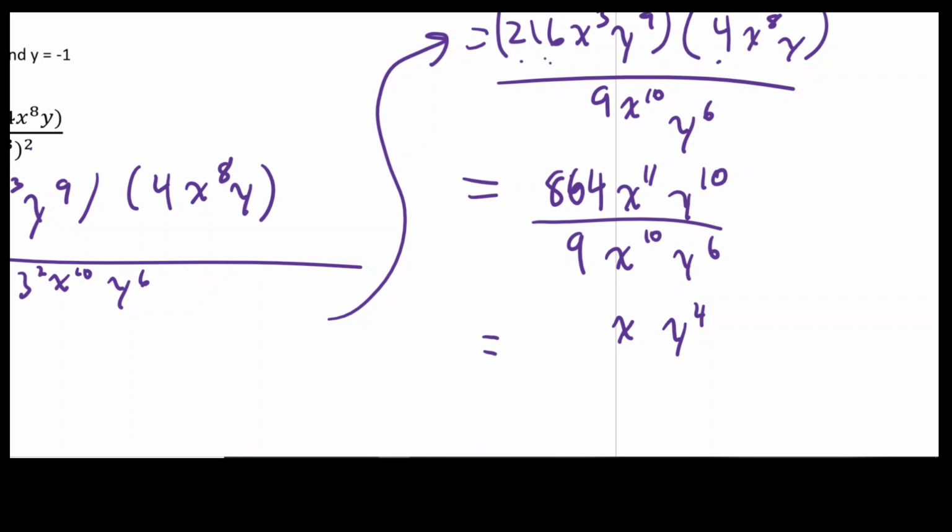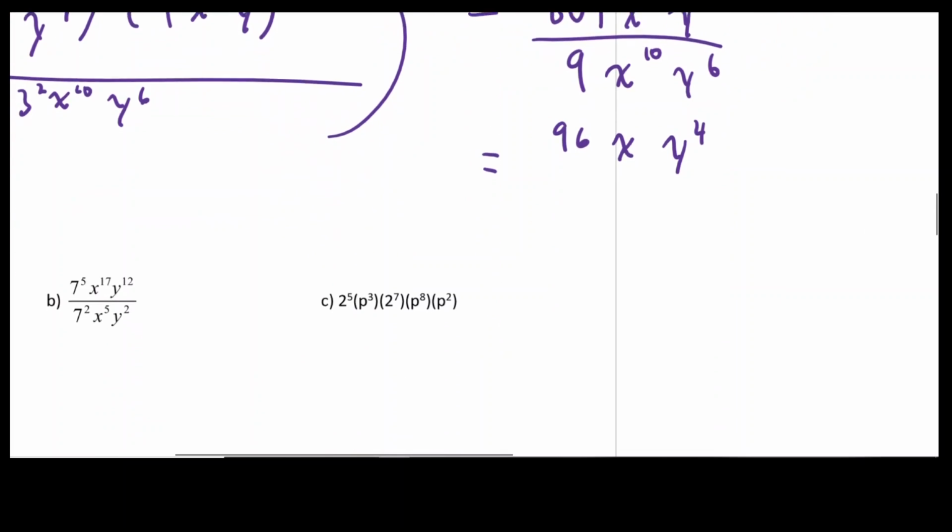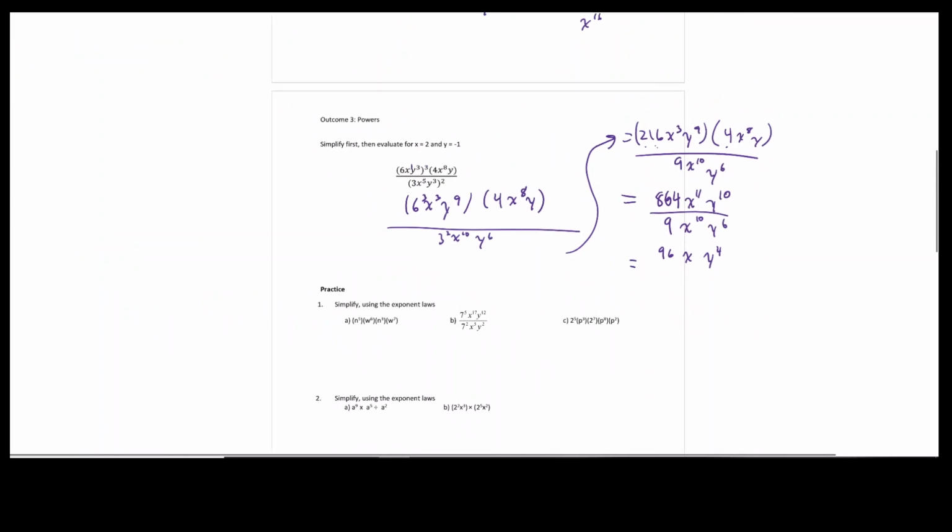864 divided by 9 is 100 minus 6 is 94. No, 96? It's 96. I'm going to double check that one with my calculator. It's 96, but I'm going to double check it. 96. Nailed it. Okay, and that's as simplified as we can get.